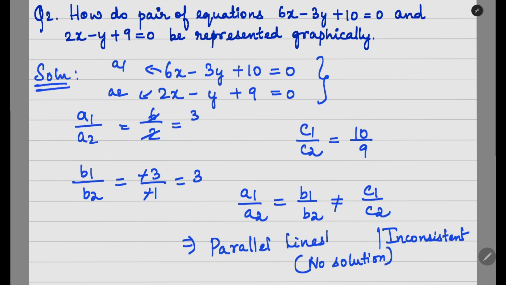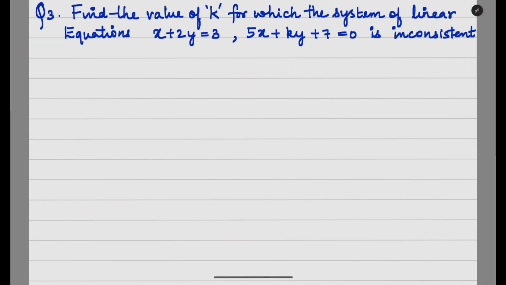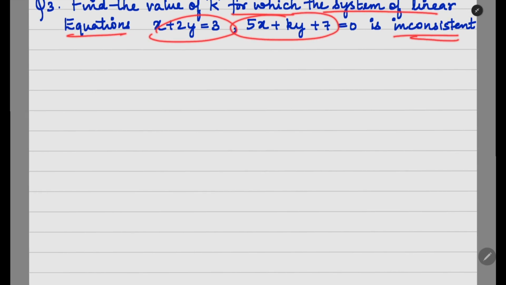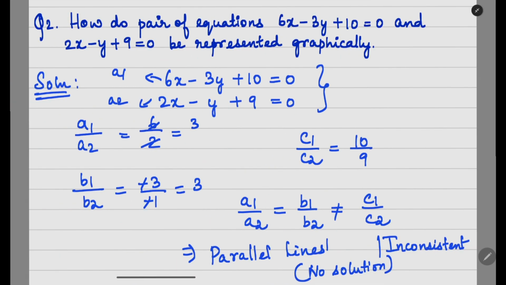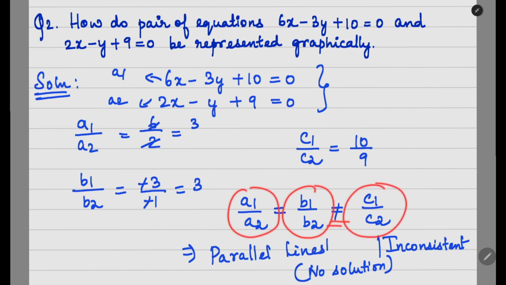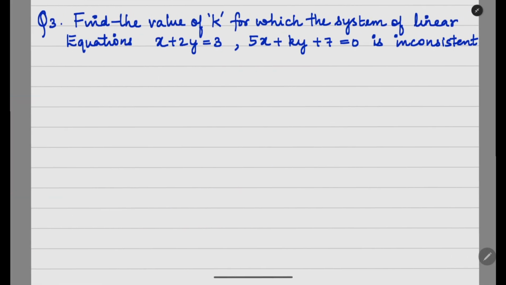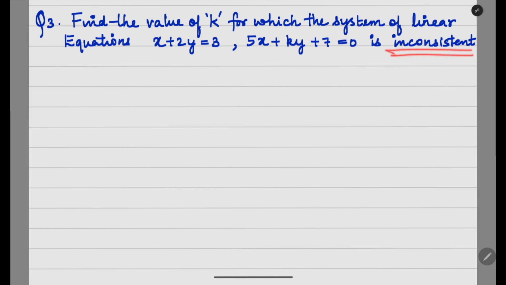Okay, let's move on to the next question. Find the value of k for which the system of linear equations 1 and 2 is inconsistent. So when you have inconsistent, I just told you, right? a1 by a2 is equal to b1 by b2, but the two are not equal to c1 by c2. So using this information that's given, and using the ratios for inconsistent, let's solve it.